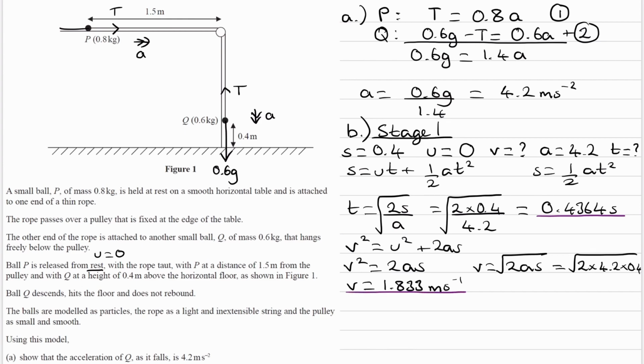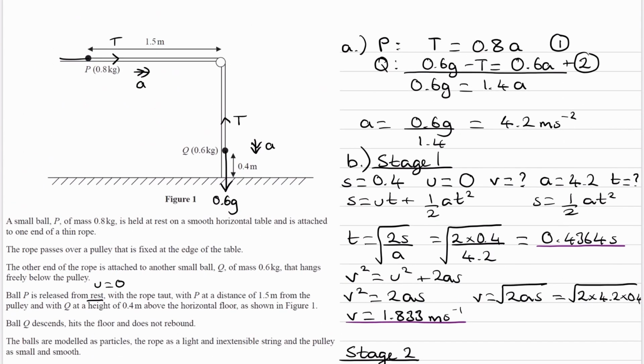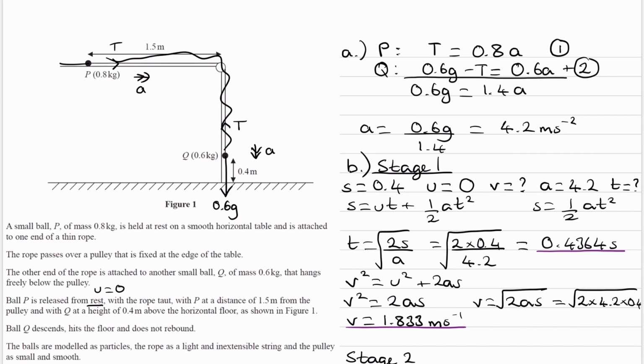So now for stage 2, let's just go over what stage 2 is again. Stage 2 is when the ball has hit the ground, so Q has hit the ground, and P still has some momentum, it still has some velocity. The string goes slack because Q is no longer falling, it's no longer pulling on the string because it's hit the ground. But then because of P's momentum, it will continue to move towards the right with the same speed that it had at the end of stage 1 until it hits the pulley.